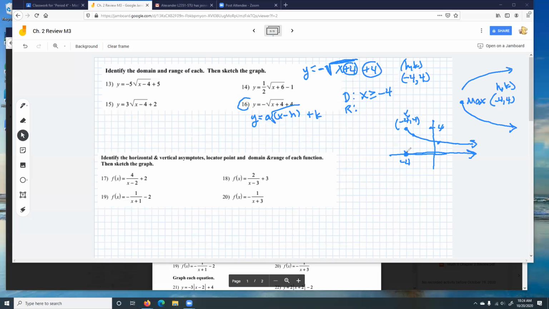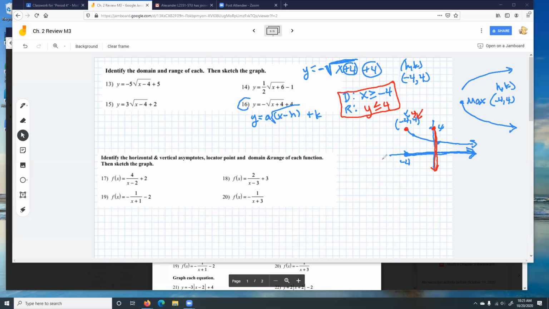Okay, it goes from -4 on to the right. My range, let me change colors here, is going to be from here down from our y values, right? Because this graph goes down forever. So this is going to go from this point down. And so I look at this number. What's the y value? It's 4. So it's below 4. So y is less than or equal to 4. Okay. So you will be asked to state domain and range on some problems on the test.